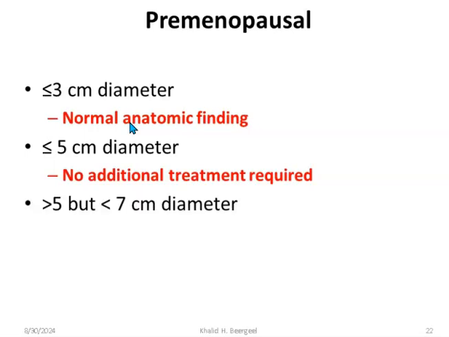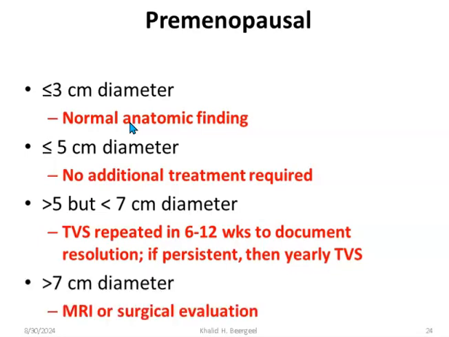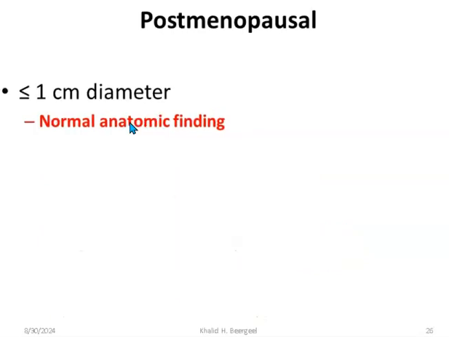If it's from 5 to 7, then you need to repeat the ultrasound 6 to 12 weeks later, which is around a maximum of 3 months, to document resolution. If there's no resolution, then you can repeat transvaginal sonography yearly. If the diameter is more than 7, and sometimes more than 10 according to ACOG, you need to do MRI and surgical evaluation because the chance of malignancy will be increasing or high.